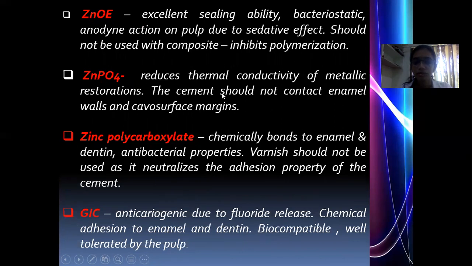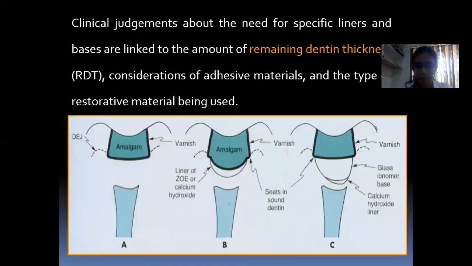Zinc phosphate reduces thermal conductivity of metallic restoration. The cement should not contact enamel walls and cavosurface margins. Zinc polycarboxylate chemically bonds to the enamel and the dentin, and it has antibacterial properties. Varnish should not be used as it neutralizes the adhesion property of the cement. GIC is anti-cariogenic due to fluoride release, and GIC has chemical adhesion to the enamel and dentin. It is biocompatible, and it is also well tolerated by the pulp.